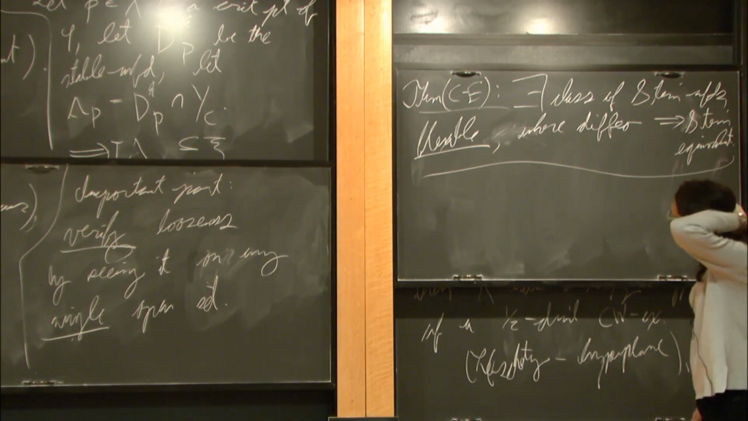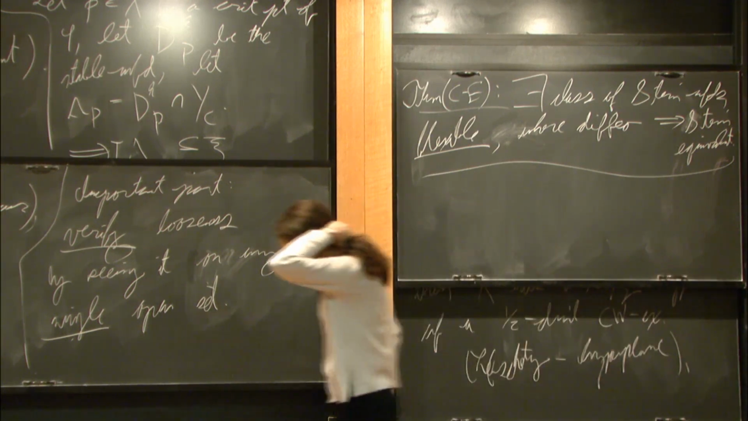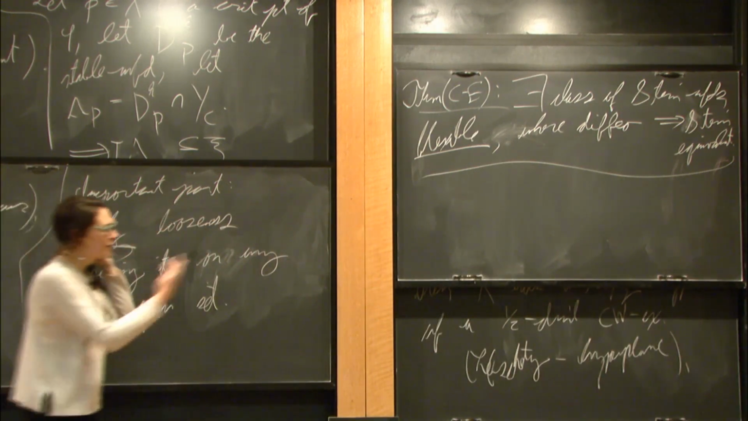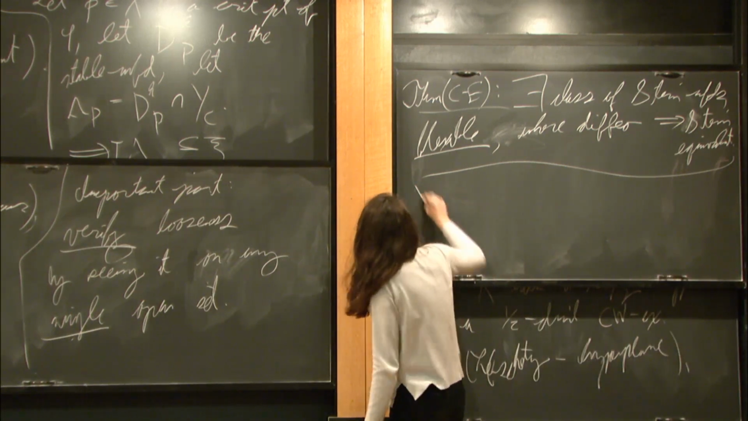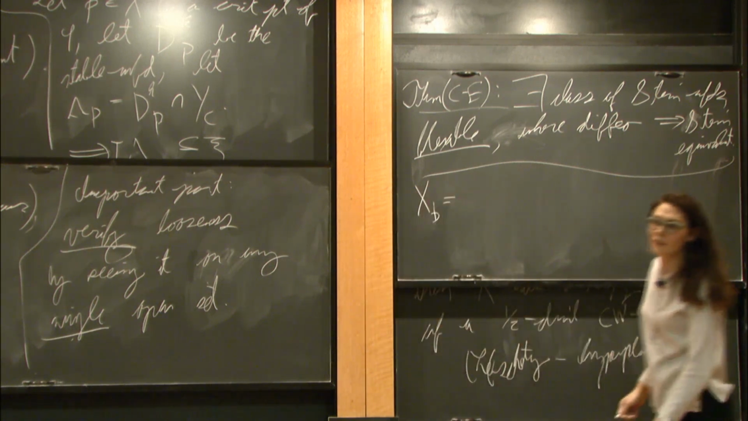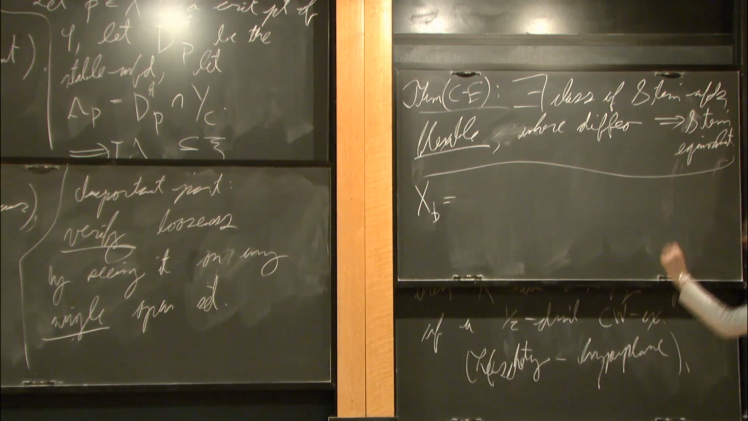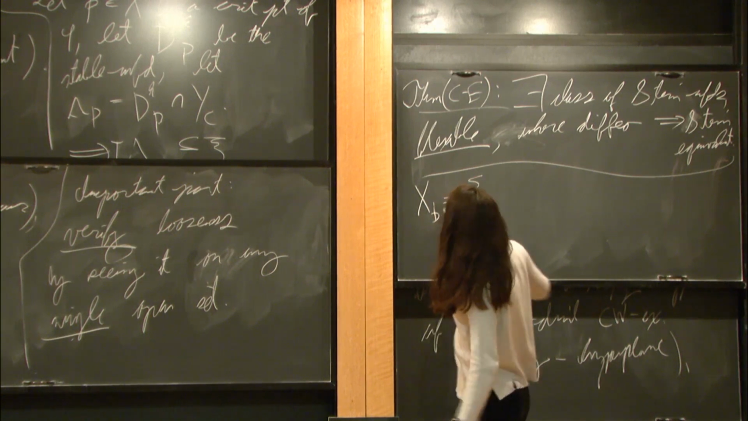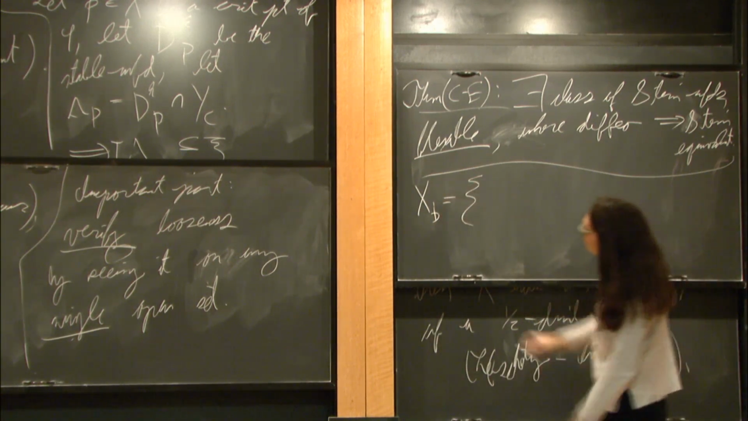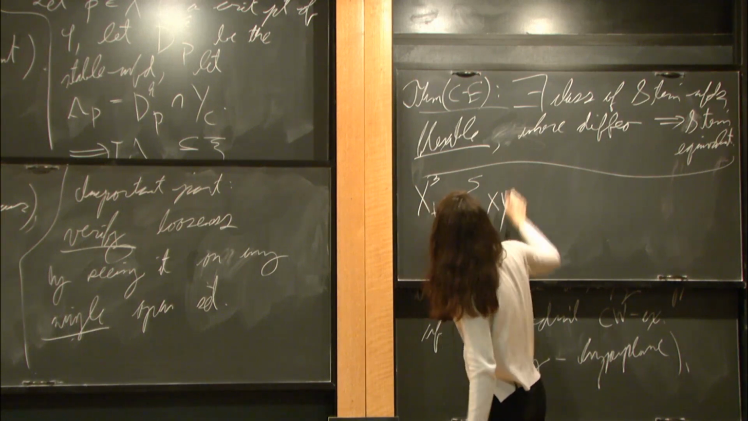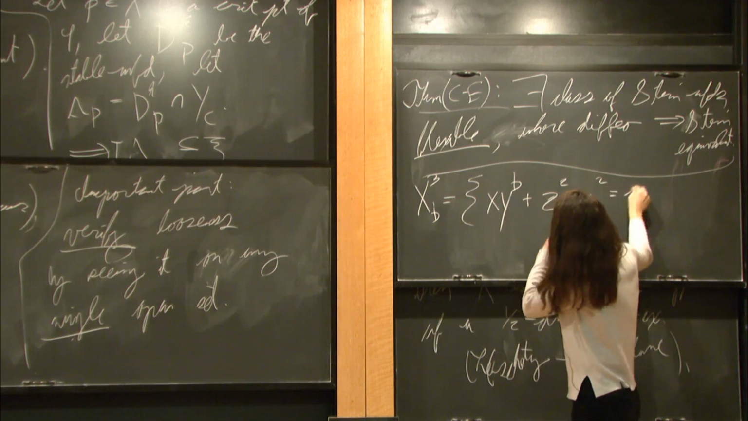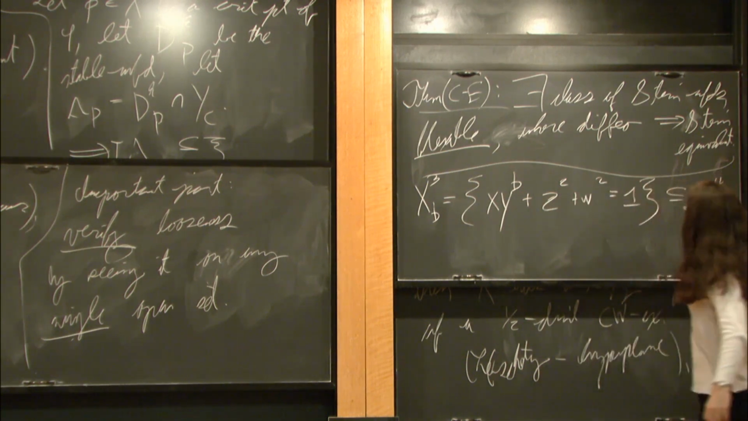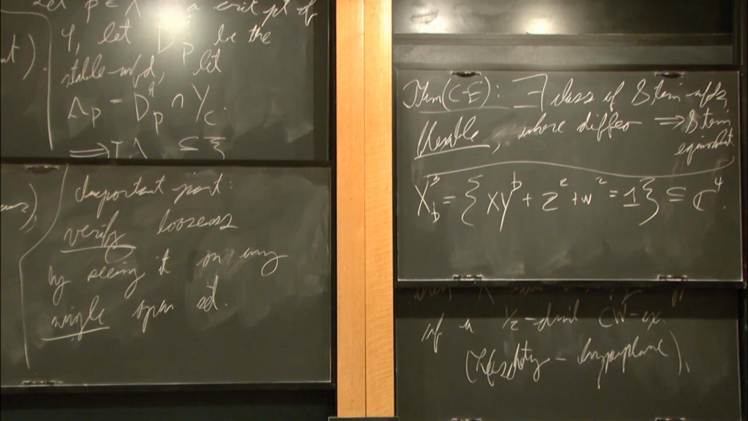OK, so now to give some concrete examples. What's an example? You said applications, you also said the word example. Let's be very concrete now. So I'm going to call X_b the complex threefold which is x y^b plus z squared plus w squared equals 1. So this is in C^4. b is a positive integer.